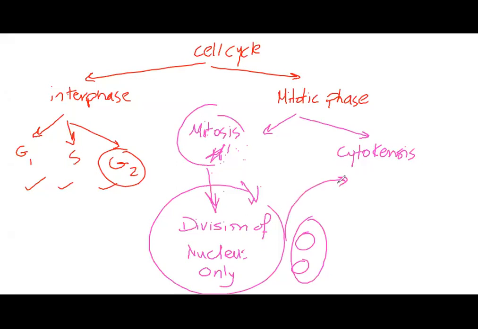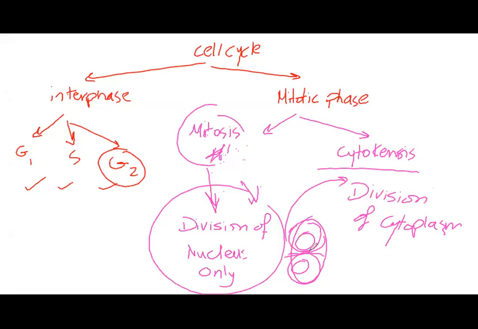directly passes to the next step, cytokinesis, which means division of the cytoplasm. So in this step, we are gonna complete the division. We're gonna divide the cytoplasm and what it contains. So we're gonna have two new cells. You get the idea, guys? Okay. Is it clear?